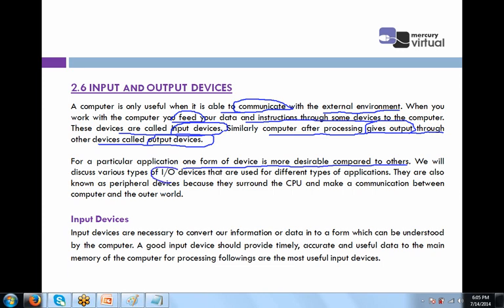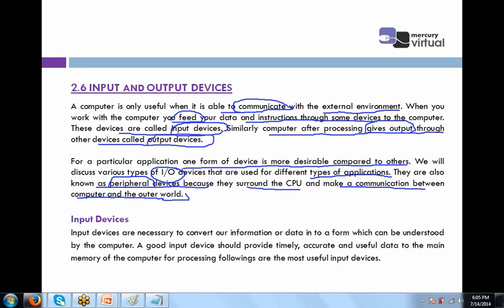IO stands for input-output devices that are used for different types of application. Means the application where we use the input devices, where we study what the input devices are. They are also known as peripheral devices. As I told you earlier, peripheral devices means a combination of input and output devices, because they surround the CPU and make a communication between the computer and the outer world.